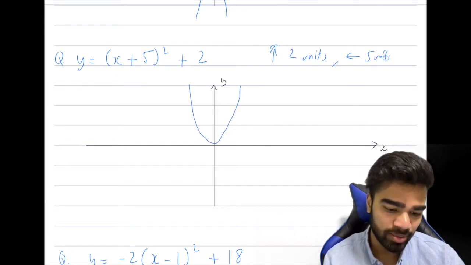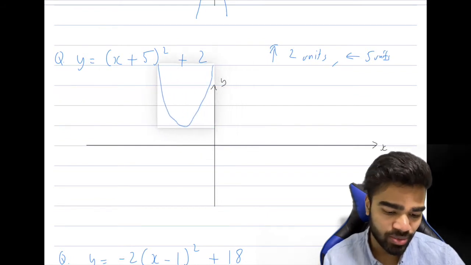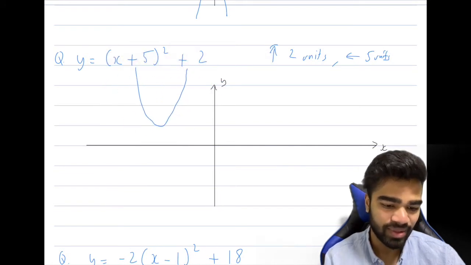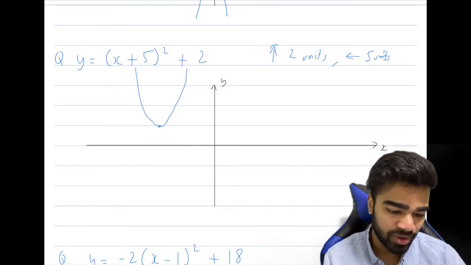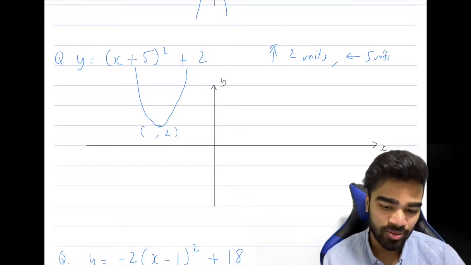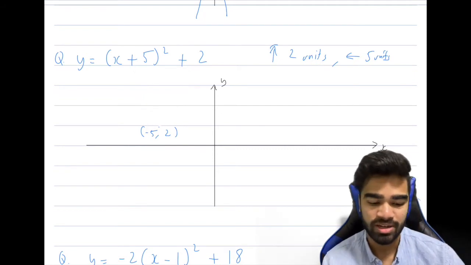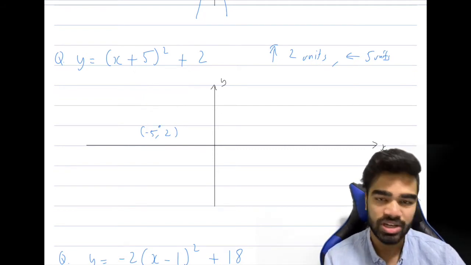Well, this is my parabola. It's being moved up 2 units, so 1, 2, and then it's being moved left 5 units, so 1, 2, 3, 4, 5. It's going to be roughly here. Oh, not there, here. So it's being moved up 2 units, so the y coordinate is 2. It's being moved left by 5 units, so the x coordinate is negative 5, like so. Again, we don't know the shape yet, so I'm just finding the turning point. I just drew the shape to show you.